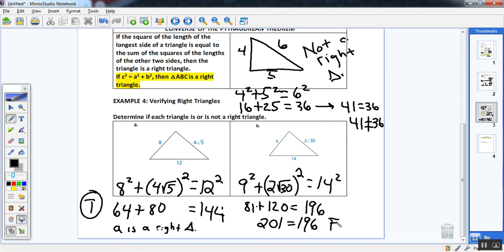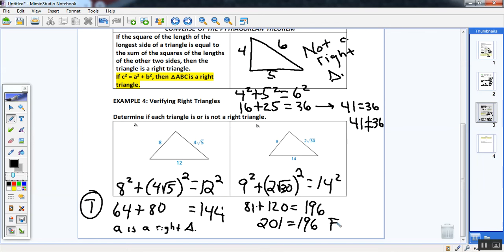Okay, because what equaled each other, Grace? A squared plus B squared equals C squared. Okay. Why was this not a right triangle? A squared plus B squared is not equal to C squared. I love it. That's all you need to know about the converse of the Pythagorean theorem. Okay, very good. Very good.